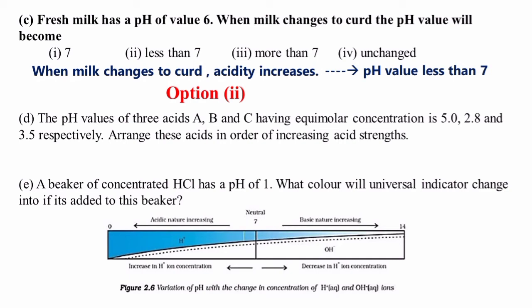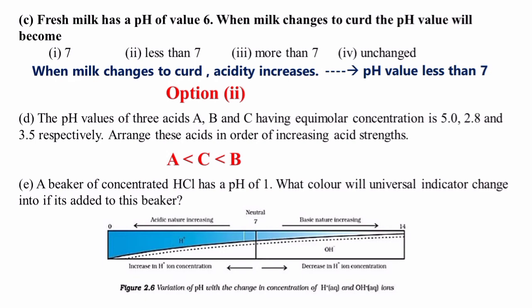So we know that in the pH scale, when the hydrogen ion concentration increases, the pH value actually decreases. So here A having pH value 5 will be less acidic than C having pH value 3.5, which is again less acidic than B having pH value 2.8. That means B is highly acidic and A is least acidic among these three. So the order is A < C < B.